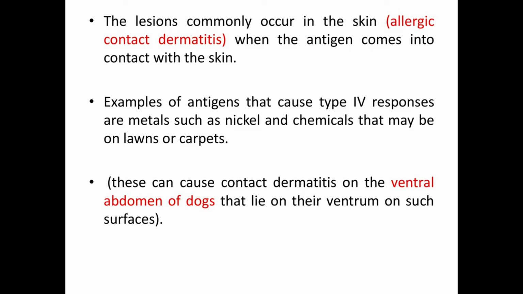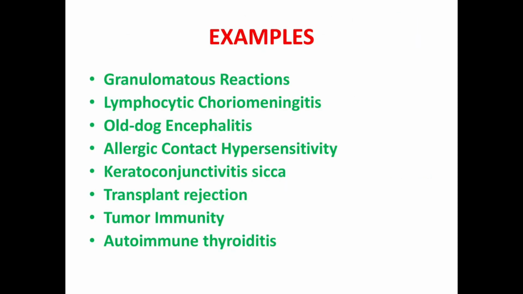So this is a cell-mediated immune reaction, type 4, mainly T cell mediated. The lesions commonly occur in the skin causing allergic contact dermatitis when the antigen comes into contact with the skin. Examples of antigens that cause type 4 responses are metals such as nickel and chemicals that may be on lawns or carpets. And this can cause contact dermatitis on the ventral abdomen of dogs that lie on their ventrum on such surfaces.